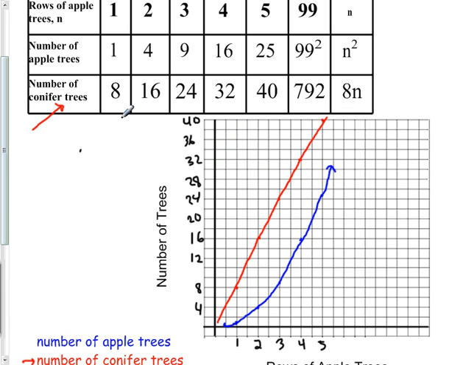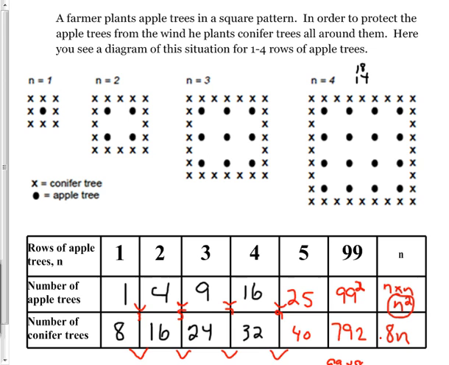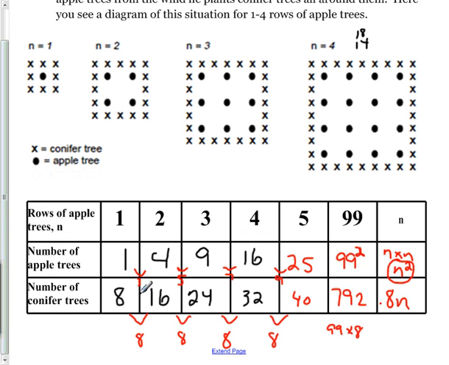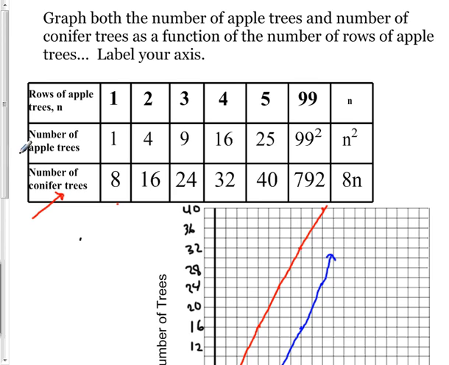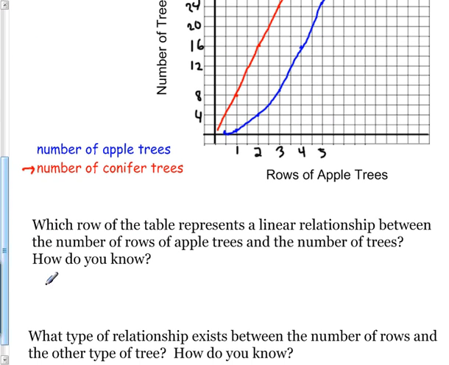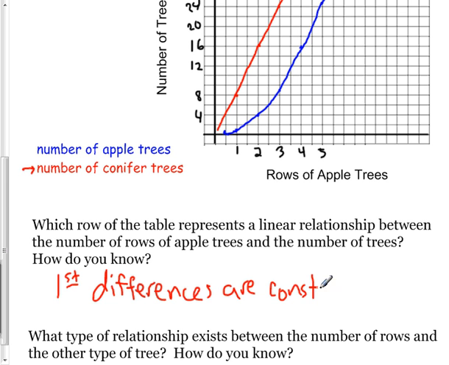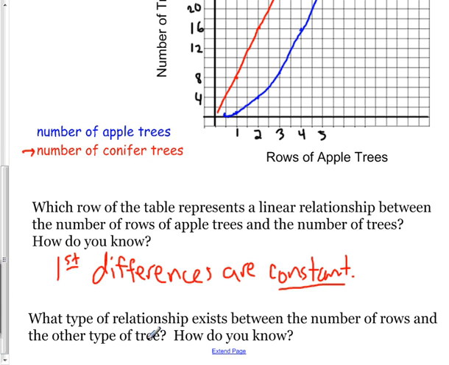The other way to know is if you remember we looked at the differences. We'll go back to this page. The differences were all 8. And so you know something's linear if the first differences are constant. That's how we say that. The first differences are constant. Constant just means they're the same number, so in this case it was 8.